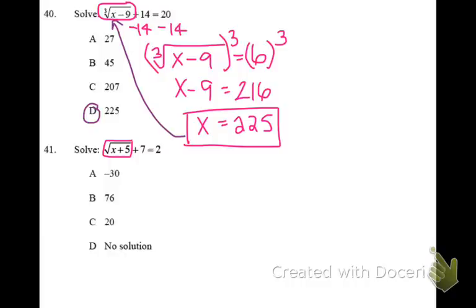41, when I isolate my radical, I subtract 7 from both sides. That gives me the square root of x plus 5 equals negative 5. This right here automatically has no solution because you'll never be able to take the square root of a number and have it be negative. But let's say you forget that.